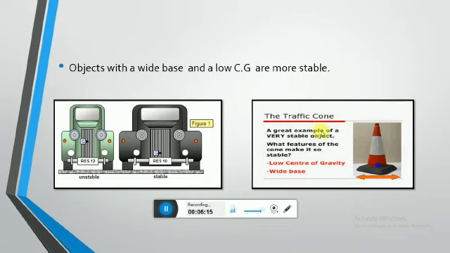One of the important examples is a traffic cone, which is more stable because it has a low center of gravity, because more of its mass or weight is closer to the base. That's why cars and all vehicles are made heavy at the bottom, to make them more stable.